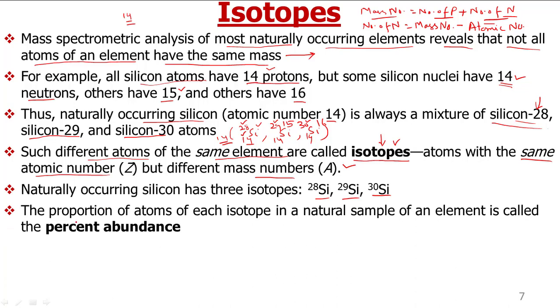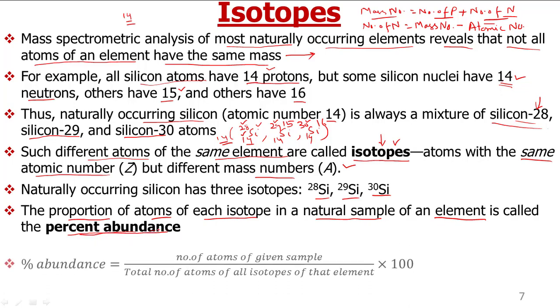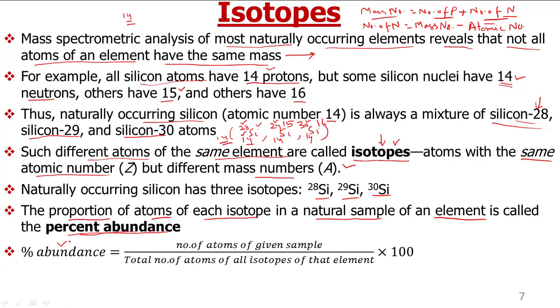Now this is very important: percent abundance. The proportion of atoms of each isotope in a natural sample of an element is called percent abundance. So what is percent abundance? The percent abundance of an isotope is the number of atoms of the given isotope divided by the total number of atoms of all isotopes of the element, multiplied by 100. This is the percent abundance.